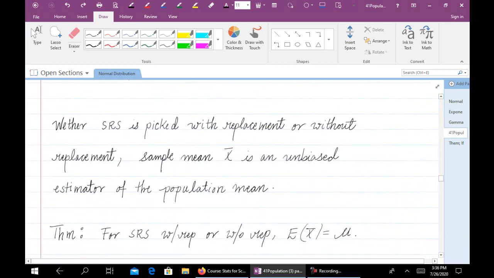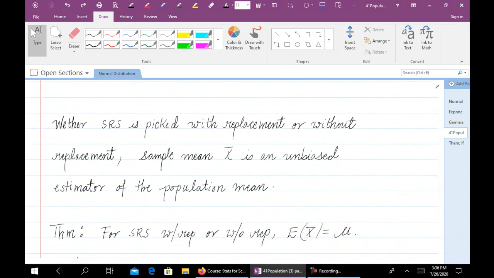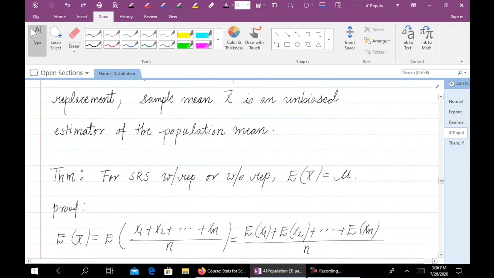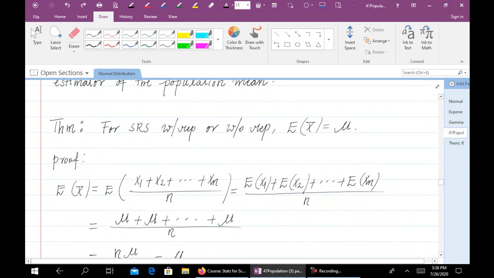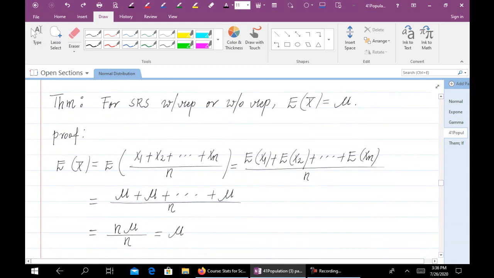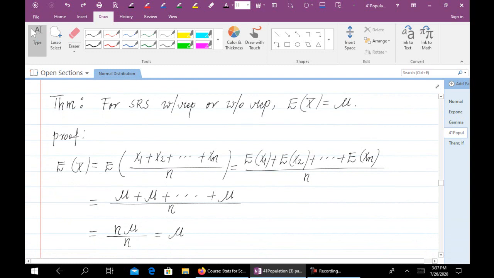And whether the random sample is picked with or without replacement, the sample mean is an unbiased estimator of the population mean. So more precisely, what we are trying to say is that no matter whether the random sample is picked with or without replacement, the expected value of the sample mean x bar is equal to the population mean mu.